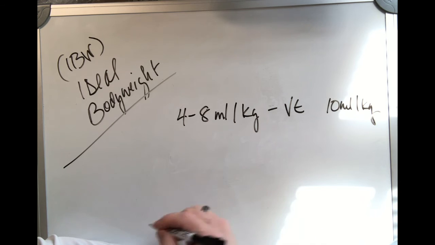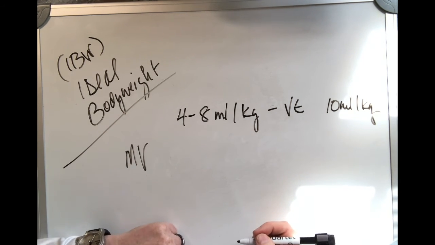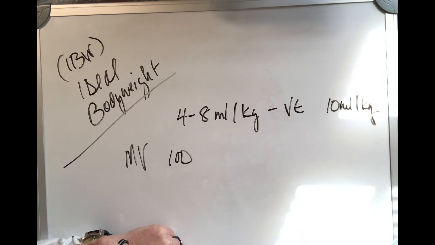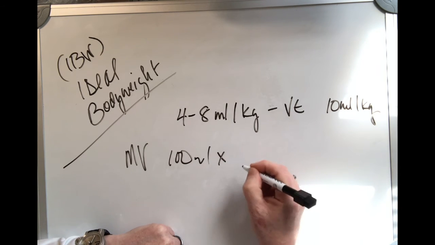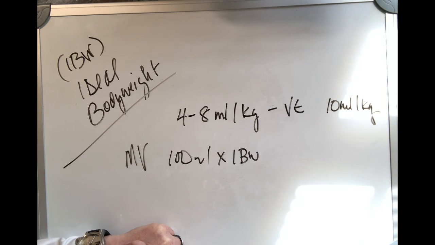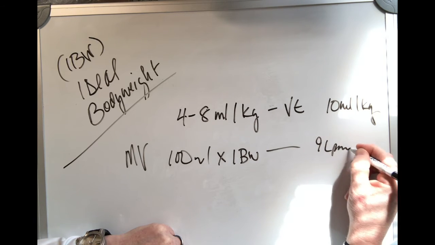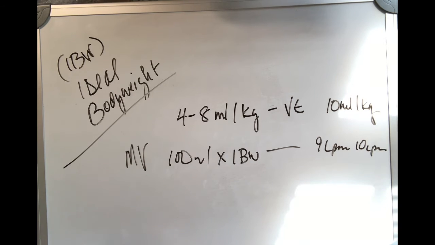Okay, when we talk about minute ventilation, we talked about that earlier. Basically, the way that minute ventilation works is that you're going to want a minute ventilation of 100 times the ideal body weight in kilograms. Again, that can start somewhere between 9 liters per minute and 10 liters per minute in the profound acidosis patient.